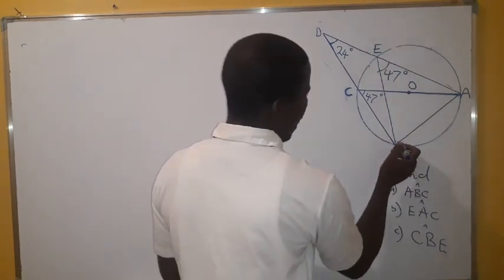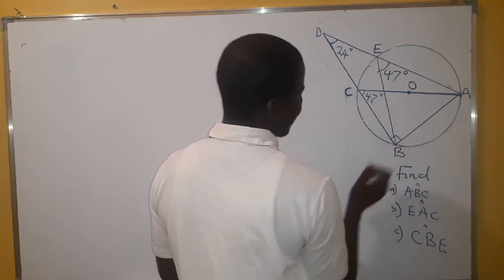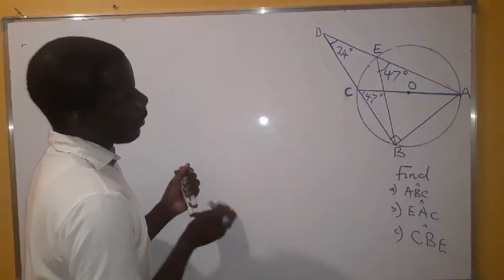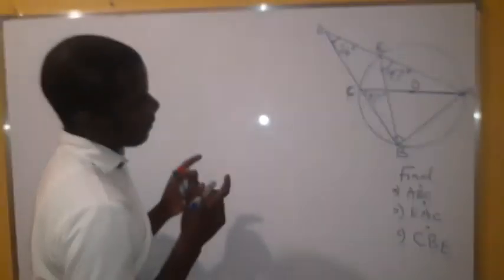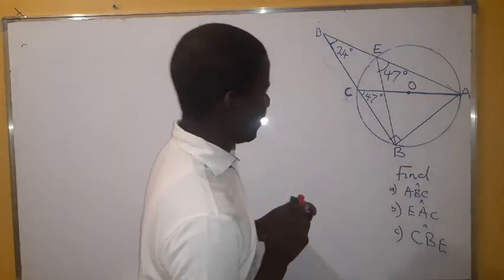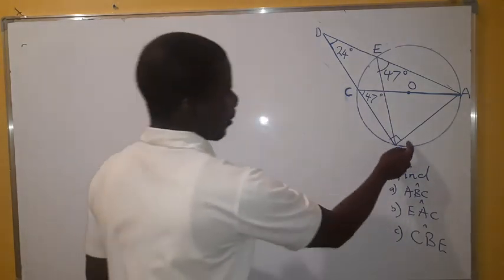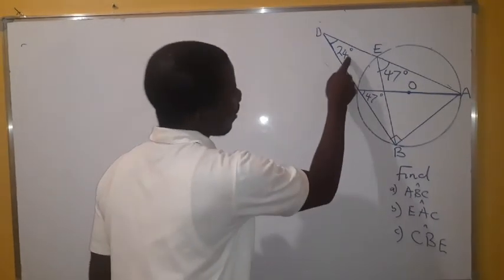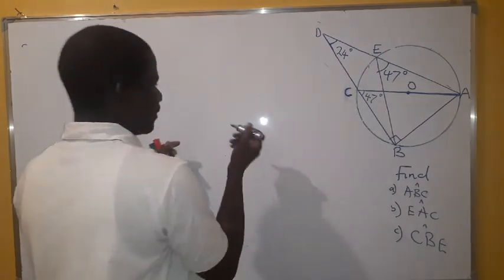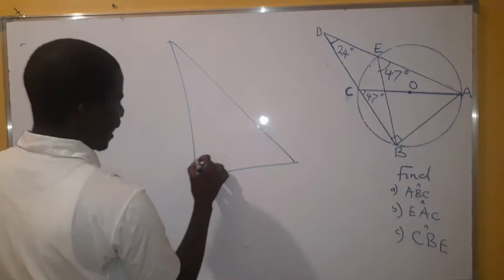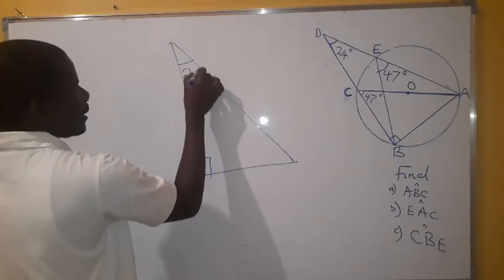Okay. This whole angle here is 90 degrees. Are we together? That is what we are supposed to know. This whole angle here is 90 degrees. So if this whole angle here is 90 degrees, then it means this angle, I'm taking a triangle like this. This angle is 90 degrees, then this one is 24.